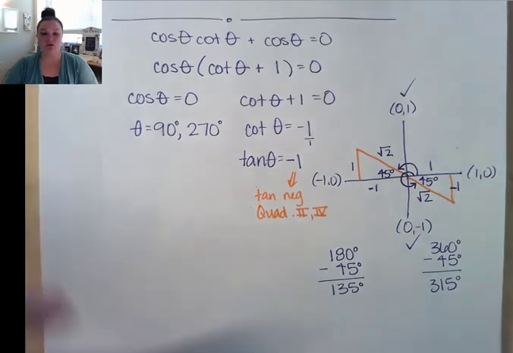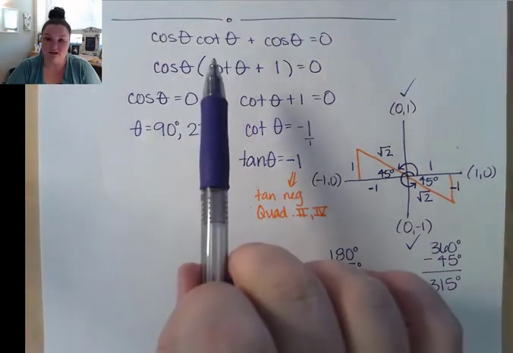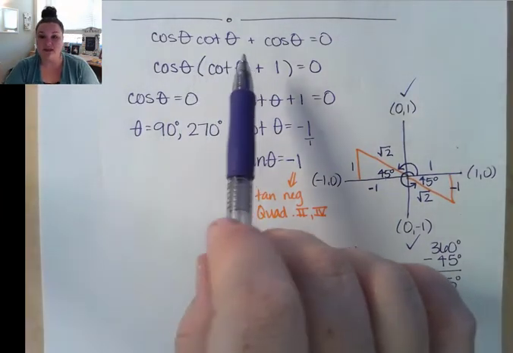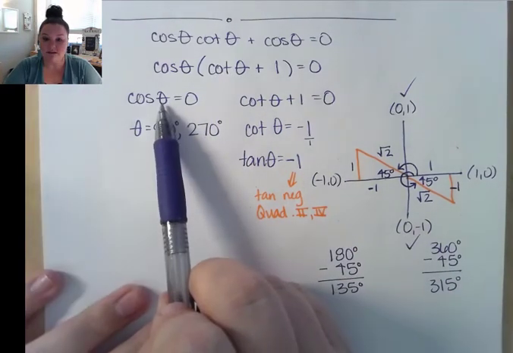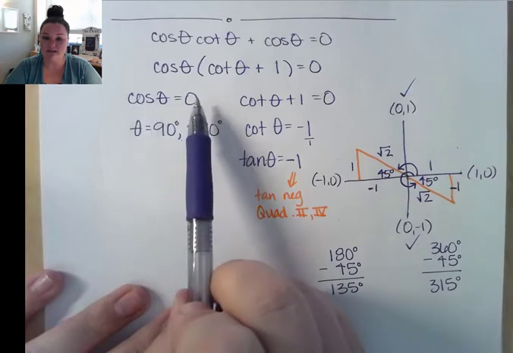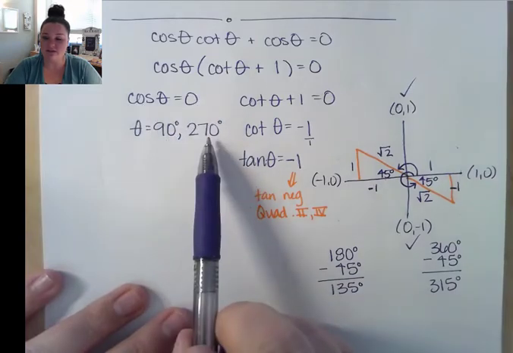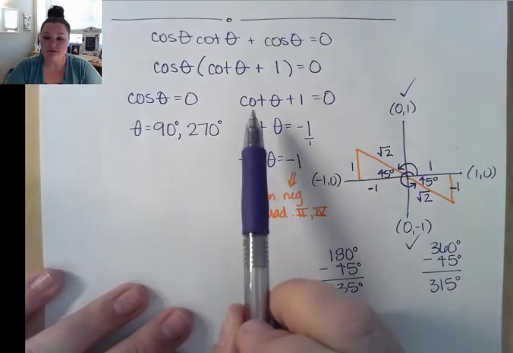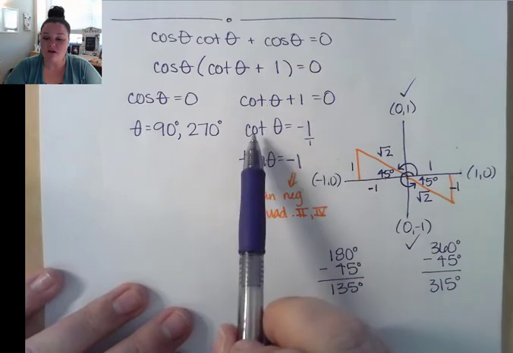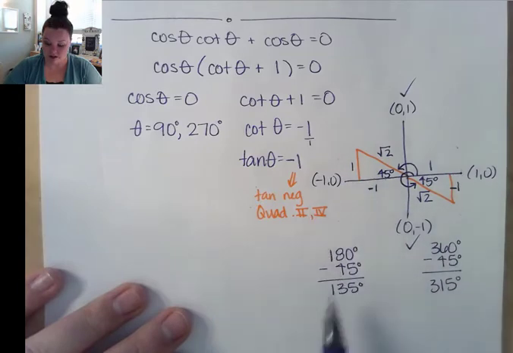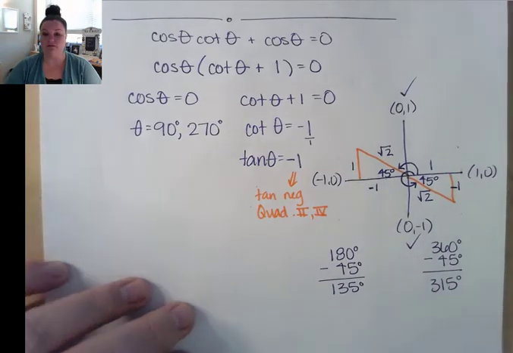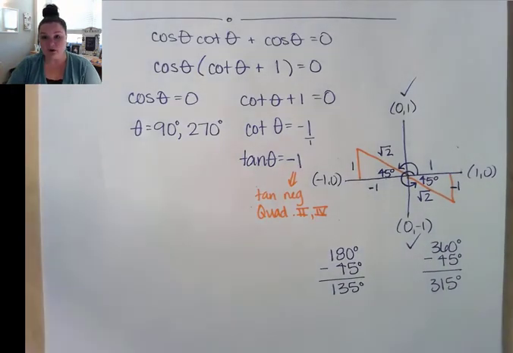Okay, so what we're doing is we're solving this equation. And when we solve this equation, the things that make it a true statement are the angles that cause the cosine to be 0, which is 90 degrees and 270, and also the angles where the cotangent ends up being -1, which we just figured out would be at 135 and 315. So for this specific problem, we have 4 answers that solve it.